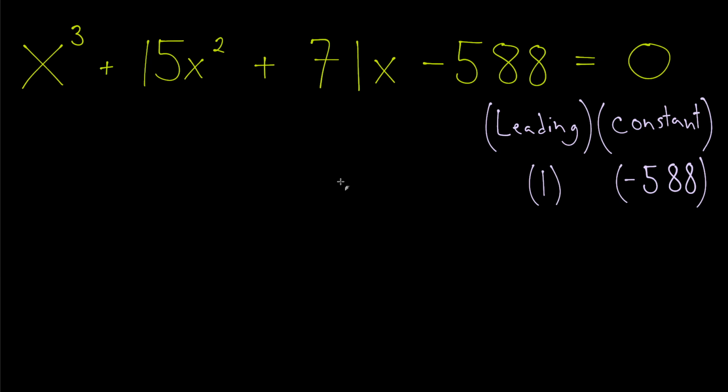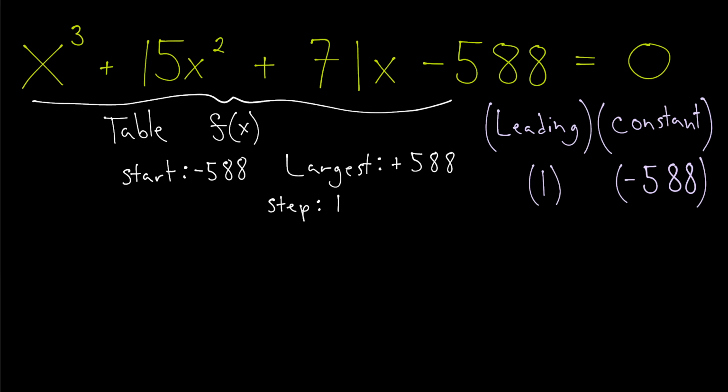And one of the best ways to do this, other than just randomly putting in numbers in your calculator, is if your calculator has a table function, go to table and input this expression in for your function. And then when you get to start and end values, like your start, your end and your step, input negative 588 because that's the smallest possible value that could divide into negative 588, and then positive 588 because that's the largest possible value.